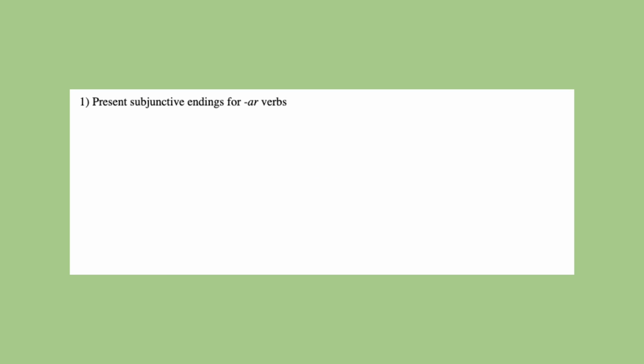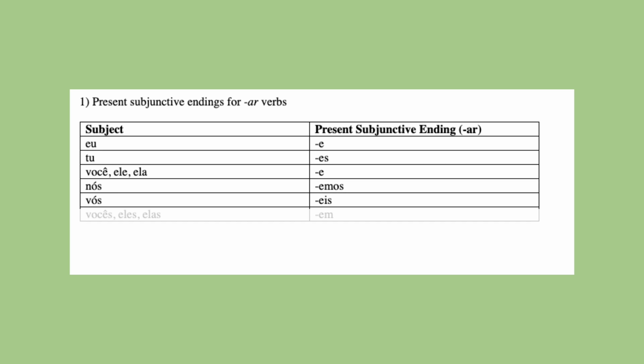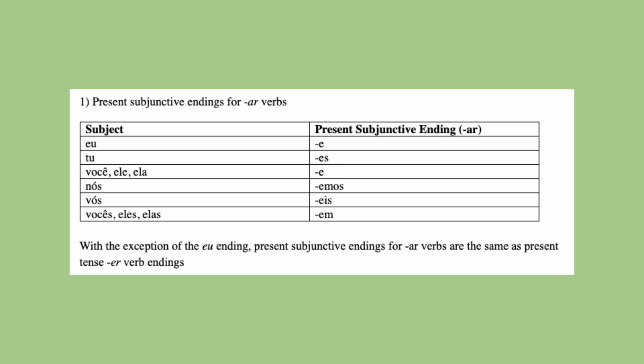The present subjunctive endings for AR verbs are e, es, e, emos, eis, em. And you should notice that with the exception of the eu ending, the present subjunctive endings for AR verbs are identical to the present tense ER verb endings.